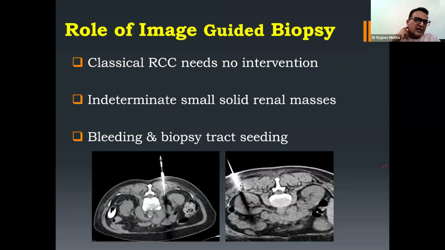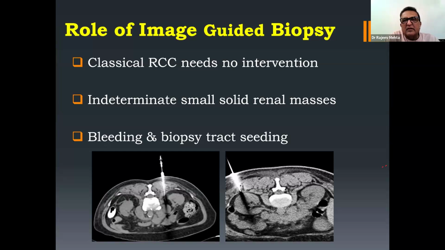Now, coming to the image-guided biopsy, as far as RCC is concerned, I don't think there is any need for intervention because imaging features are so diagnostic that we rarely ever think about doing a biopsy for renal cell carcinomas. Only in case of an intermediate small solid renal mass, which appears as a hypodense lesion on the routine scanning, which does not show any significant enhancement. It's kind of an equivocal enhancement.